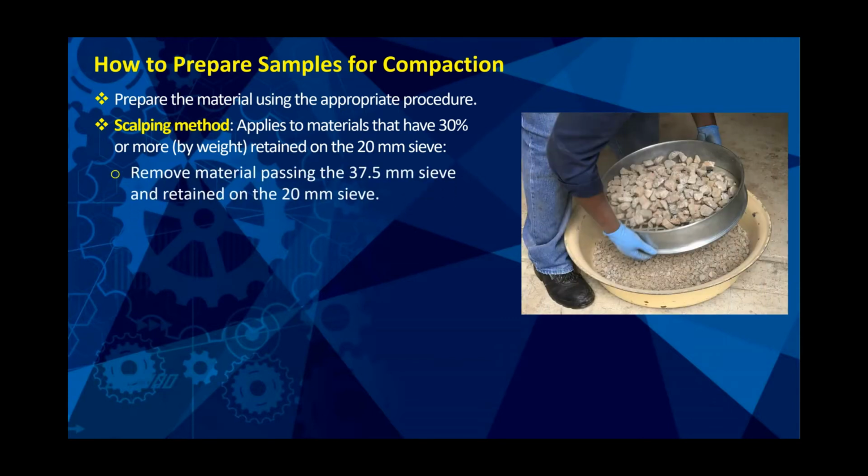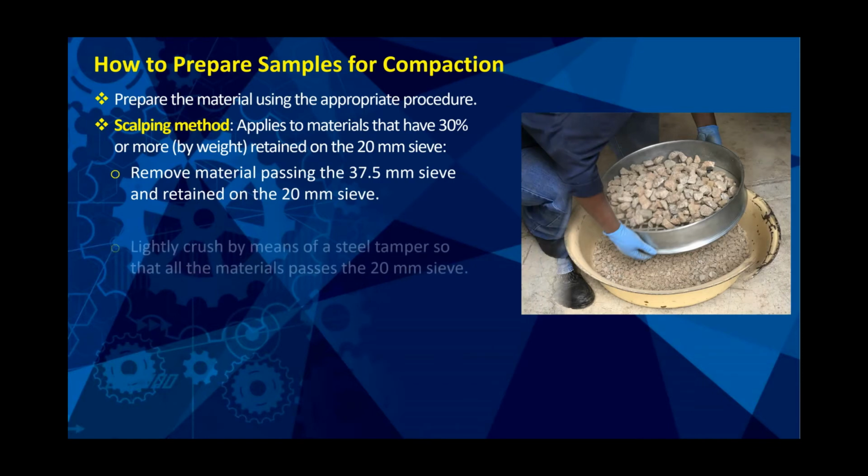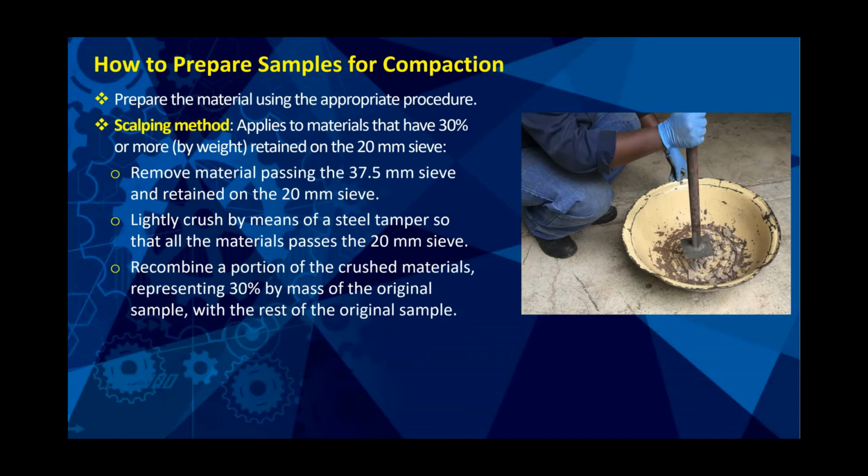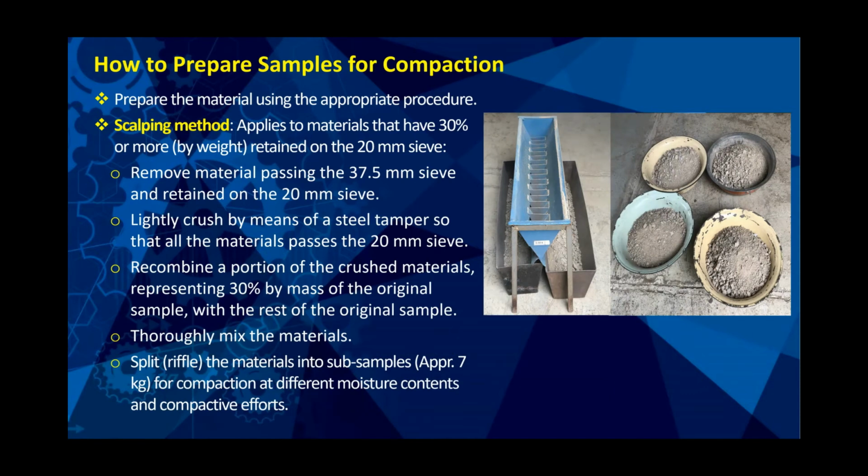You first remove the material passing the 37.5 mm sieve and which is retained on the 20 mm sieve. You lightly crush the aggregates by means of a steel tamper so that all that material passes the 20 mm sieve. Then you recombine a portion of the crushed material representing 30% by mass of the original sample with the rest of the original sample. You thoroughly mix the materials and you split the materials into subsamples, approximately 7 kg for each, for compaction at different moisture contents and compactive efforts.